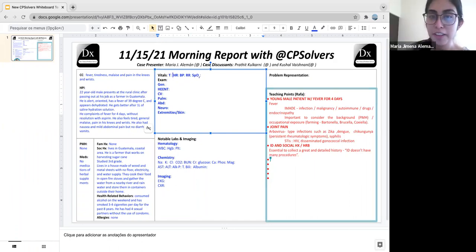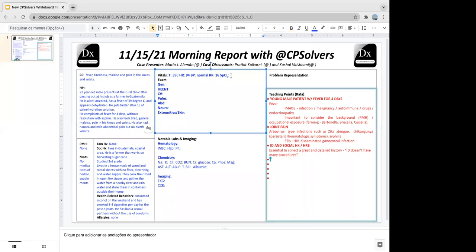So the next aliquot is going to give you a little bit of the physical exam. And because we were at a rural clinic, I'm just going to include the labs we had at the moment. So he had a fever of 39 degrees Celsius. His heart rate was 94. His respiratory rate was 16. And his SATs were normal. His blood pressure was normal even before the saline we gave him, and afterwards it was normal.